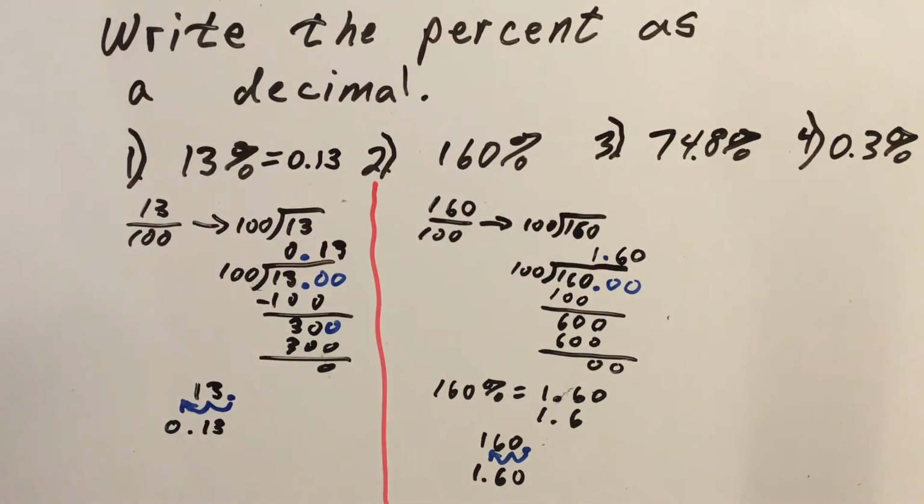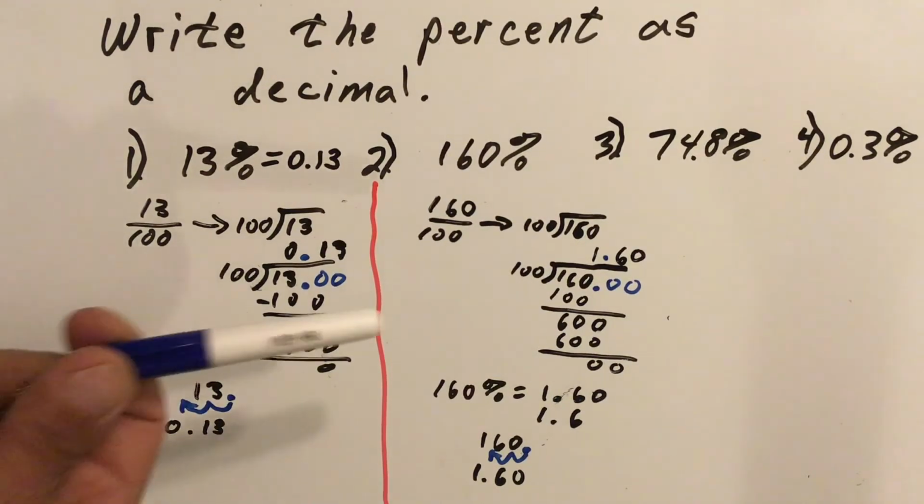And at the bottom there, I show you the shortcut. And I'm sure some of you guys know the shortcut of simply moving the decimal over 2 times, because 100 only has 2 zeros. So therefore, we move it over 2 times. And on number 1, I show you that shortcut as well, where I moved the decimal over 2 times, and I wound up with 0.13. Here on the bottom, I show you as well. All I did is move the decimal over 2 times, and I wind up with 1 and 60 hundredths.